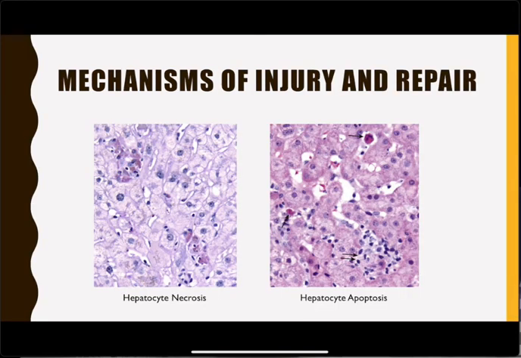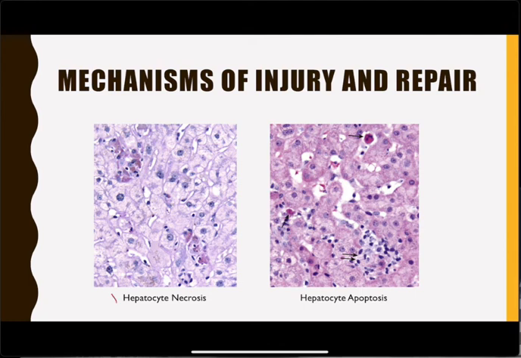So at the top of the next page of your notes, it talks about the mechanism of injury. Patients who experience liver disease can have both hepatocyte necrosis and hepatocyte apoptosis. So disease can cause reversible changes to hepatocytes. And then, if that stressor is severe enough, the cells can die by either necrosis or apoptosis.